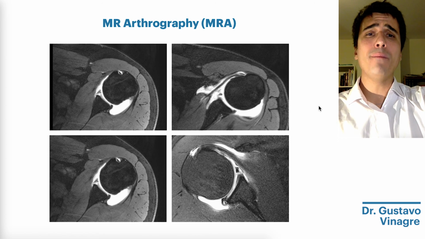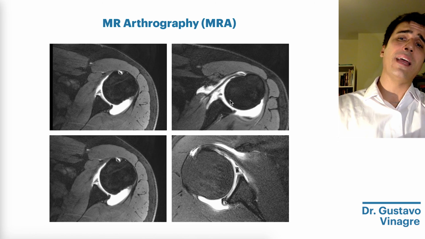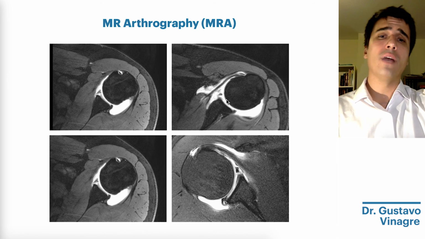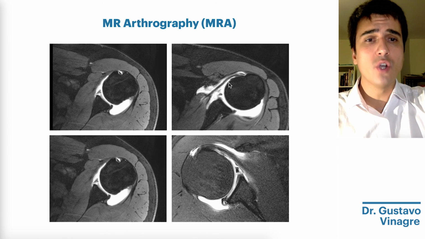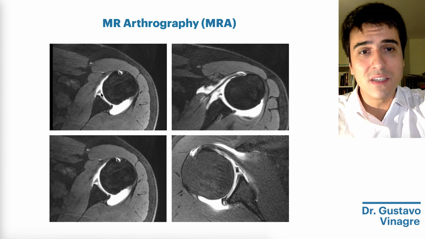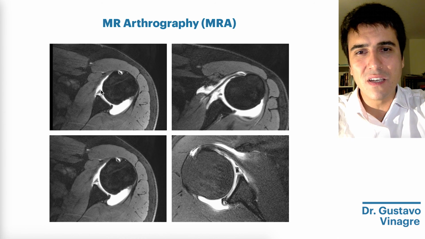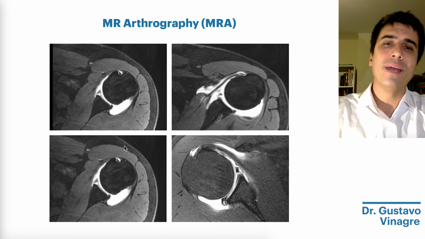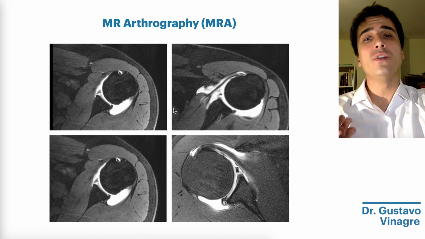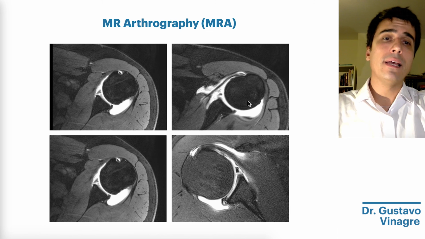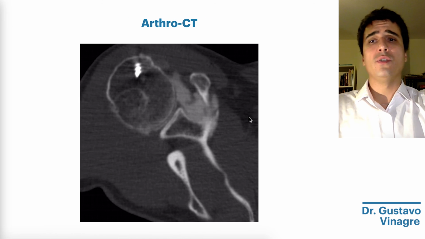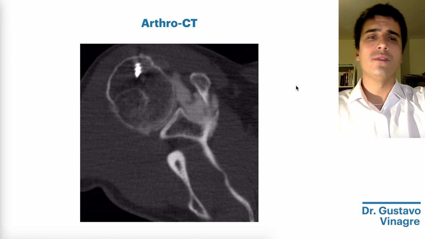You can do an MRA. The difference from the MRI is that you get contrast inside the joint, so you have to inject contrast inside. So you can see all the intra-articular pathology. As you can see here, we see a labral Bankart lesion on the front, an anterior Bankart labral lesion. It's very useful, but you have to get some contrast inside the joint.